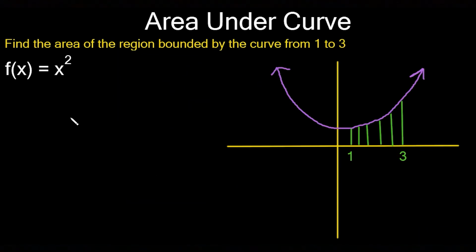So here's our first example, and you can see that we're dealing with a quadratic, and they want to know the area under the curve going from 1 to 3. Again, this is with respect to x. You can see I have 1 here and 3 here. They want to know this area here.